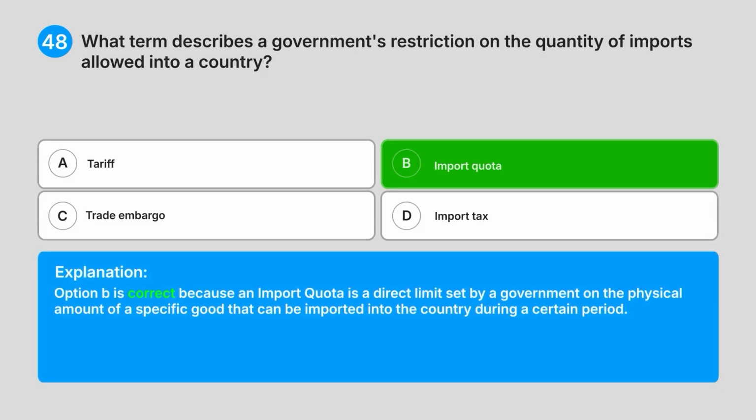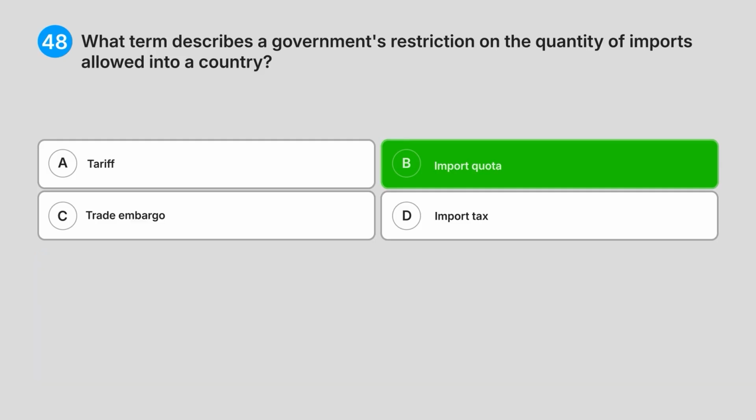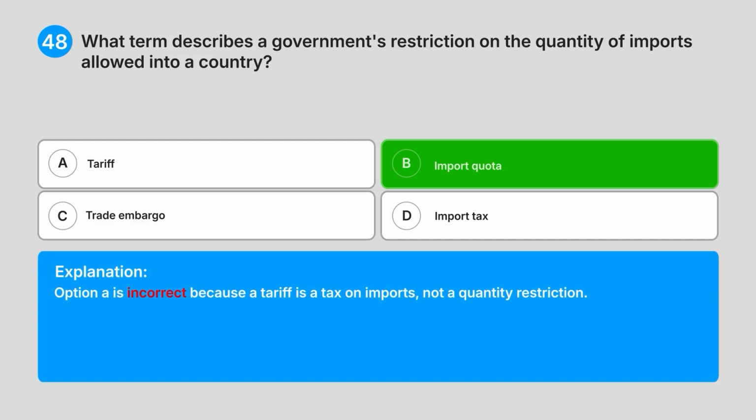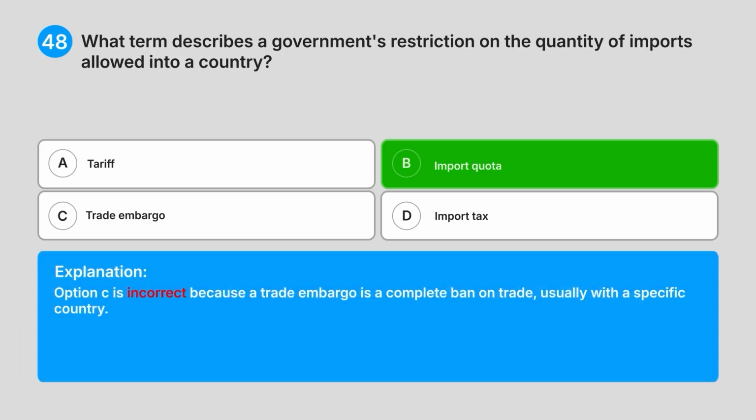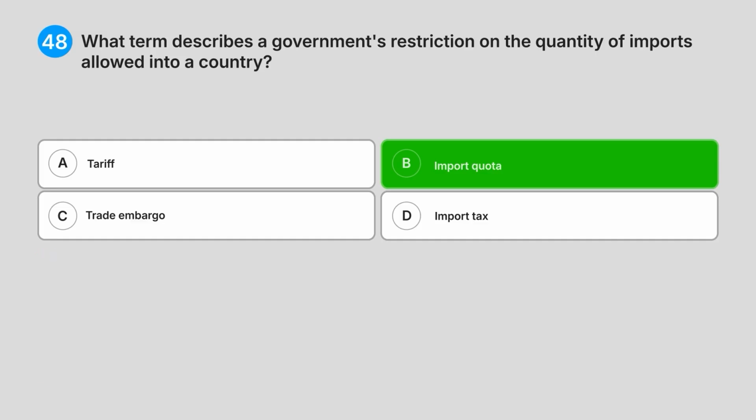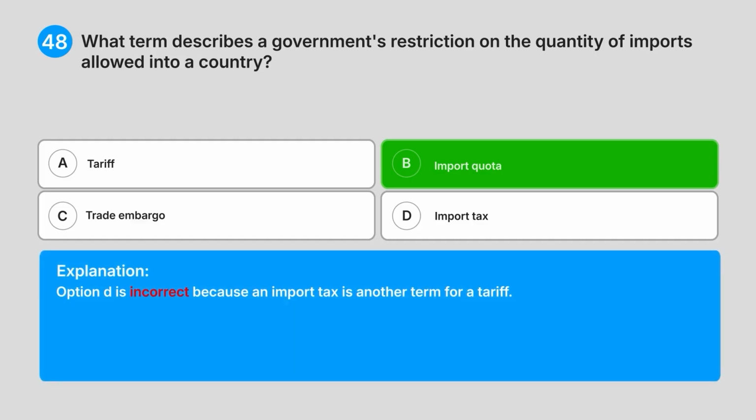Explanation: option B is correct because an import quota is a direct limit set by a government on the physical amount of a specific good that can be imported into the country during a certain period. Option A is incorrect because a tariff is a tax on imports, not a quantity restriction. Option C is incorrect because a trade embargo is a complete ban on trade, usually with a specific country. Option D is incorrect because an import tax is another term for a tariff.